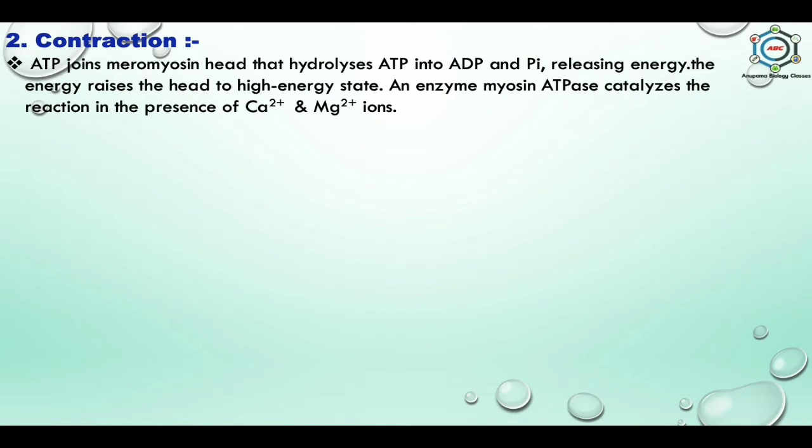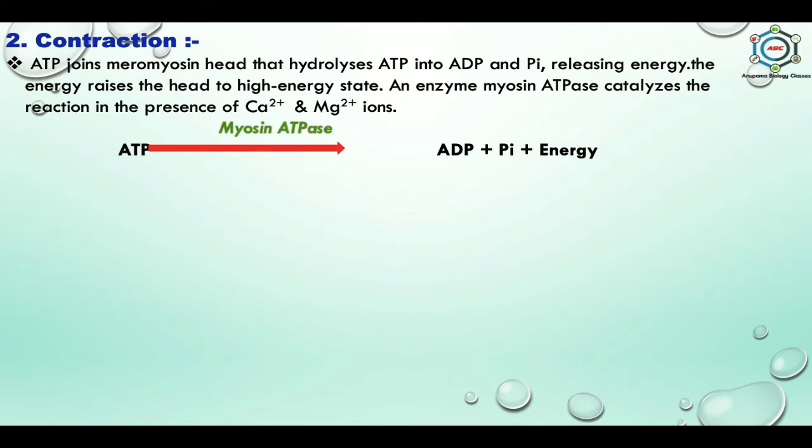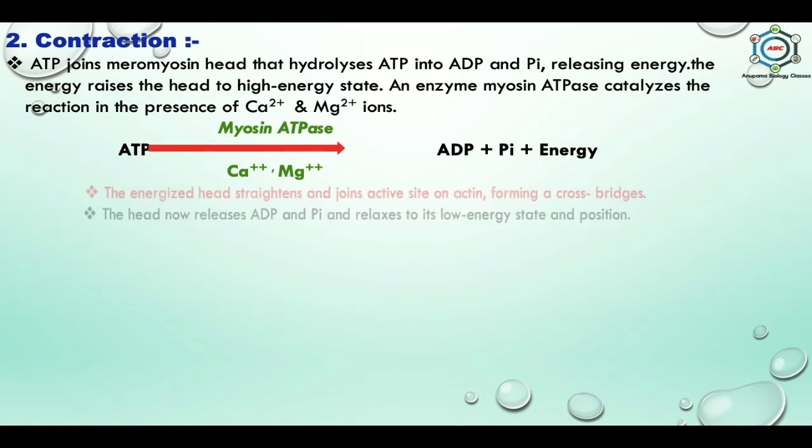So after this signal of muscle contraction, that is after the action potential, ATP joins the myosin head, which hydrolyzes ATP into ADP and inorganic phosphate, releasing energy, and the energy raises the head to a high energy state. An enzyme, myosin ATPase, catalyzes the reaction in the presence of calcium ions and magnesium ions. Here the ATP is converted into ADP and inorganic phosphate and energy with the help of the enzyme myosin ATPase and calcium ion and magnesium ion.